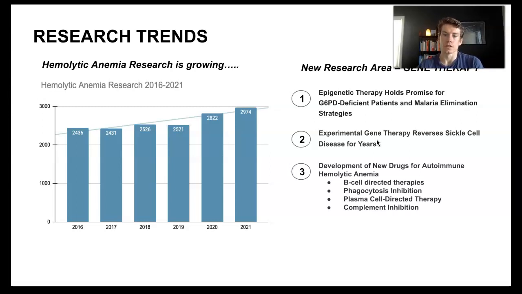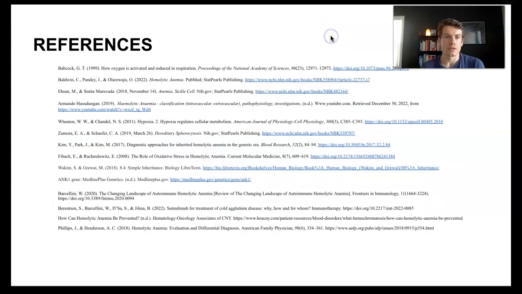Further, this gene therapy is being used to direct the development of drugs that we talked about, these new experimental drugs for autoimmune hemolytic anemias. Some include these B cell directed therapies, complement inhibition, and plasma cell directed therapies as well. Great. And so that was my presentation on hemolytic anemia for the Diseases of the Cell project. Thank you very much.